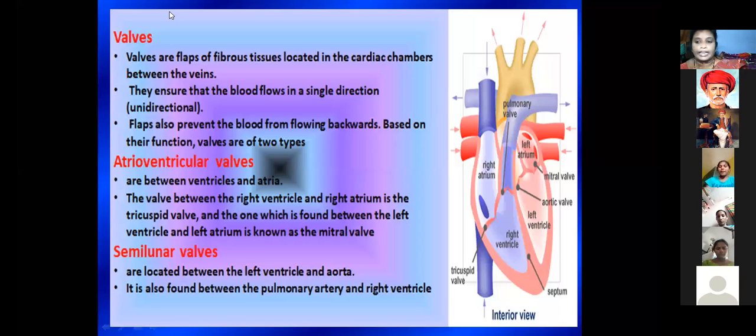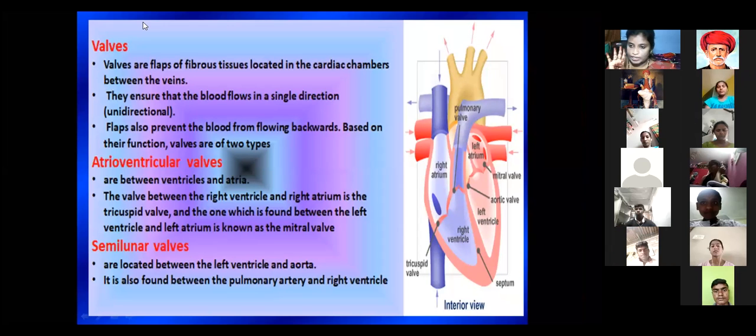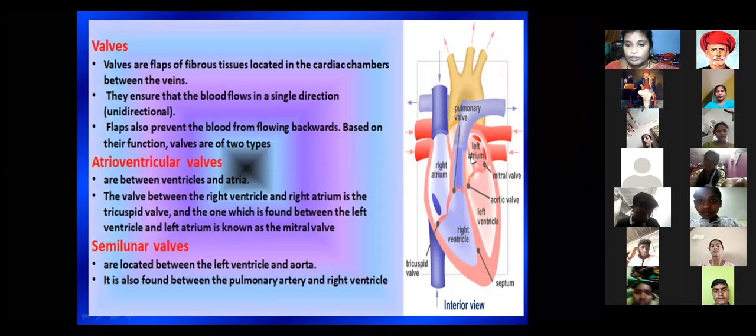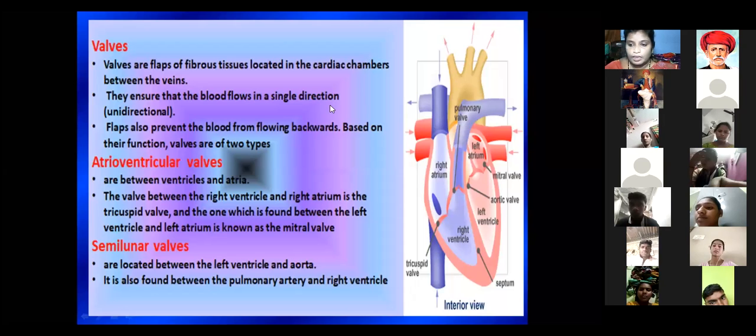Next, the four valves are located at the four chambers. Internally, the main function of the valves is pumping blood through all parts of the body. Okay, ma, can you understand this slide? See in this diagram also: pulmonary valve, left atrium, right atrium, how the blood functions in our heart. Can you understand this slide, ma?